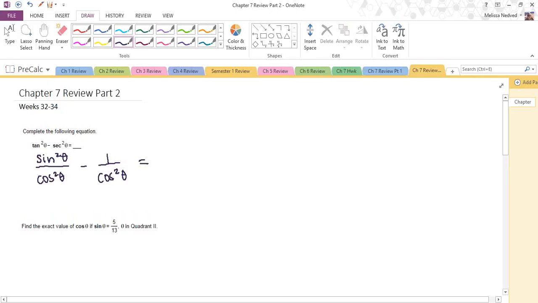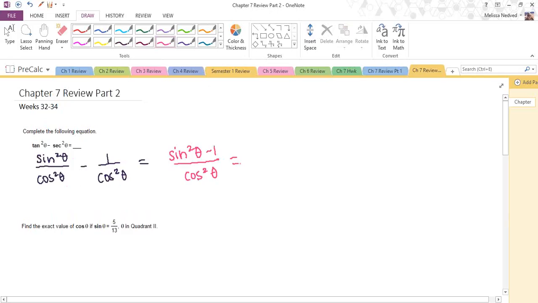And go ahead, once you've got it rewritten in sines and cosines, just keep simplifying. Do whatever is necessary to simplify further. So notice I've got two fractions that I'm subtracting, and they already have a common denominator. So my denominator is going to say cosine squared theta, and subtract across the top. Sine squared theta minus 1.